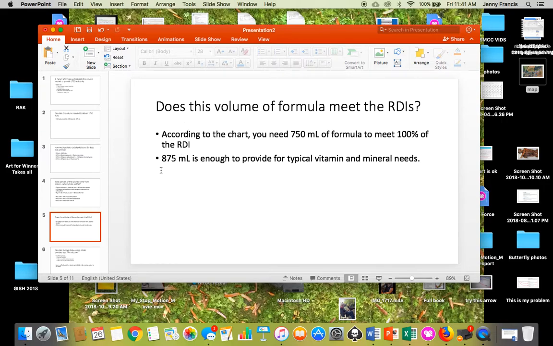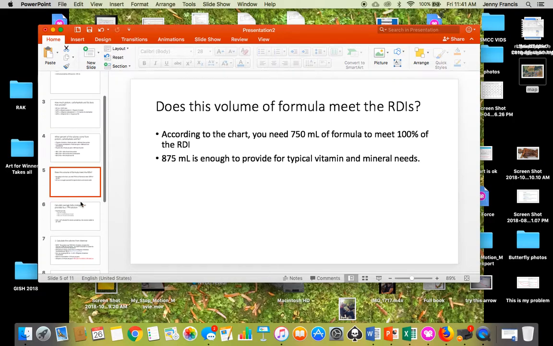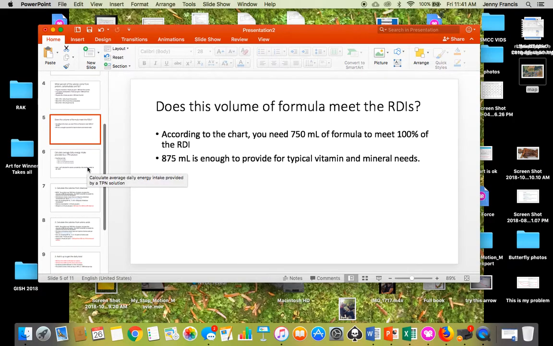Because I am giving 875 milliliters, that's more than the amount needed to provide 100%. So I can rest assured that my patient will be receiving at least 100% of the RDI for vitamins and minerals. Okay.